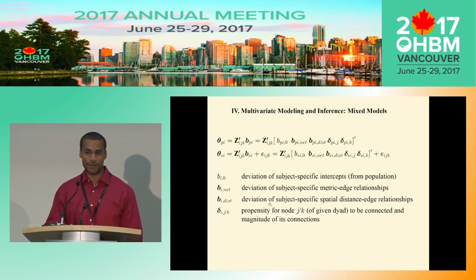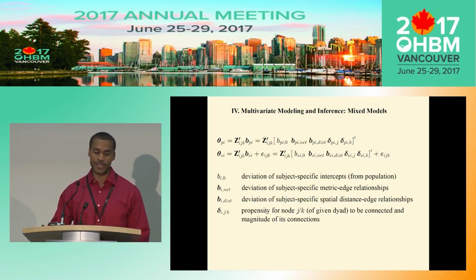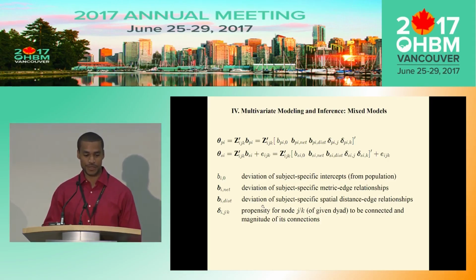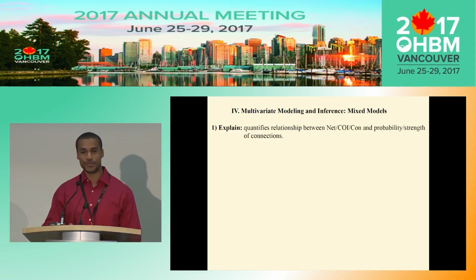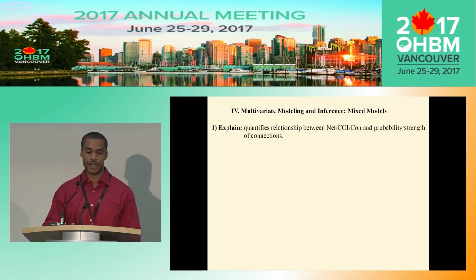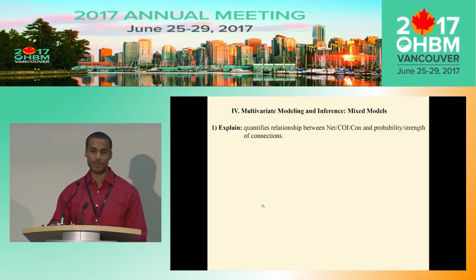And then we like to account for whatever's left over, the propensity for each of the brain regions of a given dyad to be connected and the magnitude of that connection. So we're looking at the latent relationships. And so this two-part mixed modeling framework allows explaining or quantifying the relationship between network metrics, some covariate of interest, and confounding variables, and the probability and strength of connections in your network.